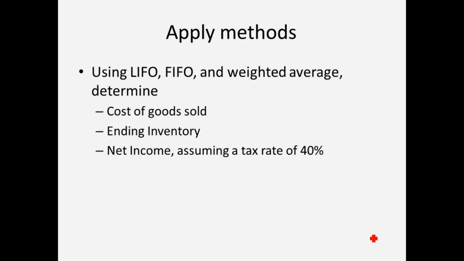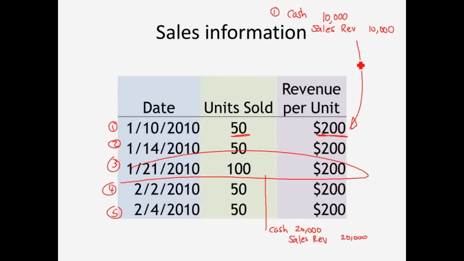Let's say we use LIFO, FIFO, and weighted average, and I want to determine my cost of goods sold, my ending inventory, and my net income, assuming I have a tax rate of 40%. So going back here, we have 100, 200, 300. Okay, how much is our total revenue for this period? 60,000. Does it matter whether we've chosen FIFO, LIFO, weighted average, any other technique? No. Customers come in, they give us $200 a book, we sell 300 books, that's it. That's what we get in revenue.